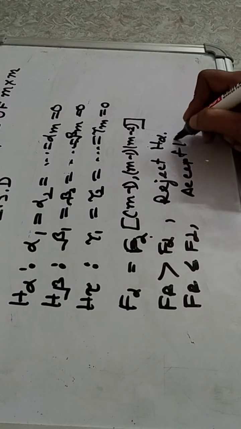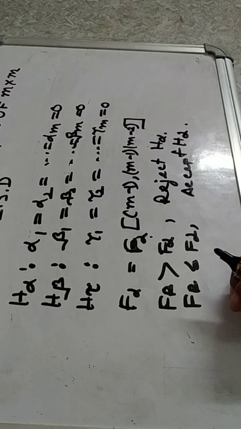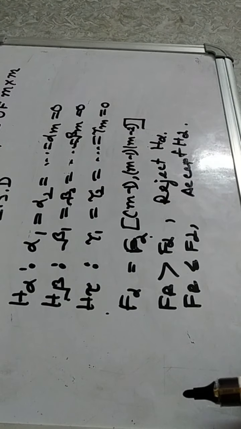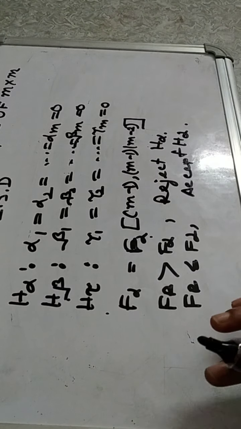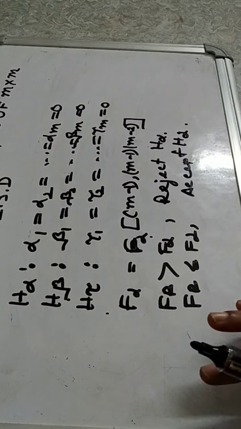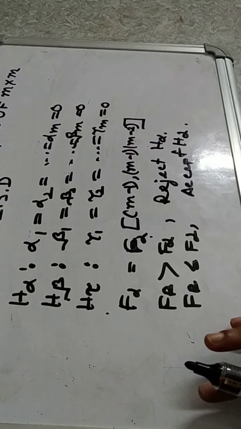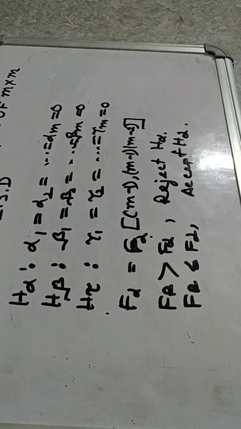This is very important. Similarly, we can test for H beta and H tau, the null hypotheses. And these are the statistical analysis of m by m LSD, Latin square design, with one observation per cell.